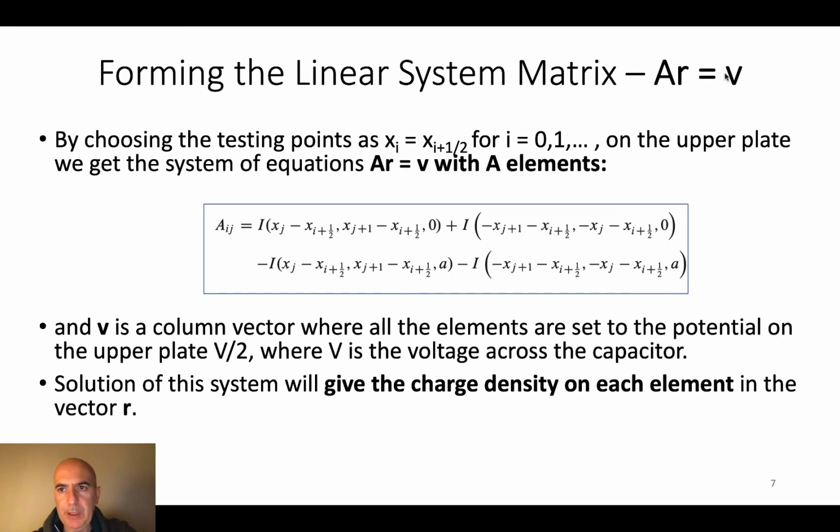In this case, V is the column vector where all the elements are set to the potential on the upper plate. So it's going to be V over 2, where V is the difference of voltage between the two plates. The solution of this system will give the charge density on each element in the vector R. So R is our unknown term that we calculate by solving this linear system. So again, like in the FEM, we form this matrix A that is calculated by calculating all this contribution from the integral, and then we have the known term, that is the voltage of the plate.